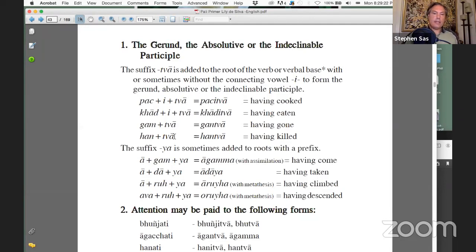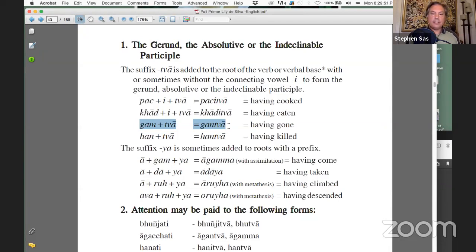And so that's what we have here in our third example, gantva. It might be a little more challenging in this case to spot the absolutive and understand which verb it is based from. We have to know that gantva is based from the root gam, and so we know, therefore, it's related to gachati, and so it's having gone.